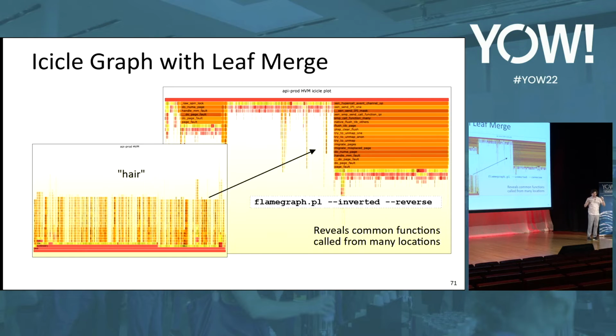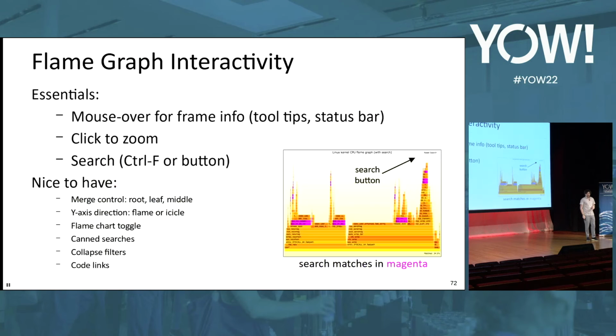I did this so that I could merge at the top instead of the bottom. A lot of people actually like to merge at the top, flip the flame graph because they prefer it upside down. I'll get to that in a sec. Flame graph interactivity, if I was to mention some essentials, I just did a quick demo. So you can mouse over for frame info, click to zoom, and search. Control F.